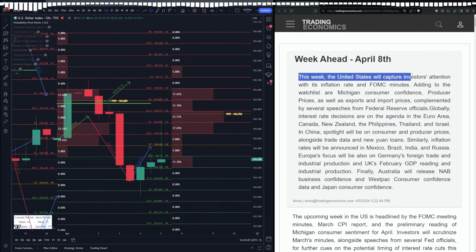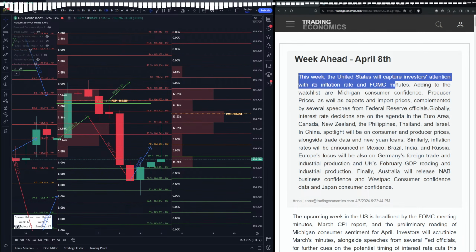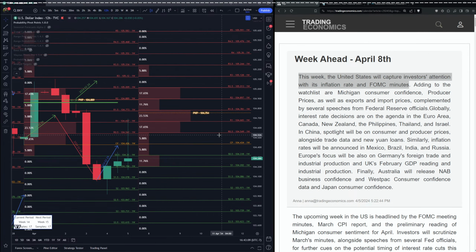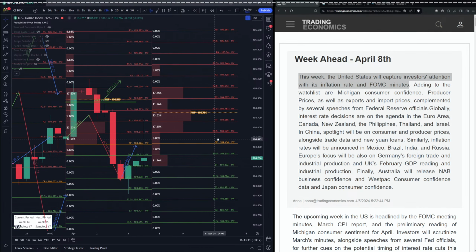This week, the United States will capture investors' attention with its inflation rate and FOMC minutes. So next week is CPI. CPI, as far as I know, I'm going to say it's going to come in hotter than expected.